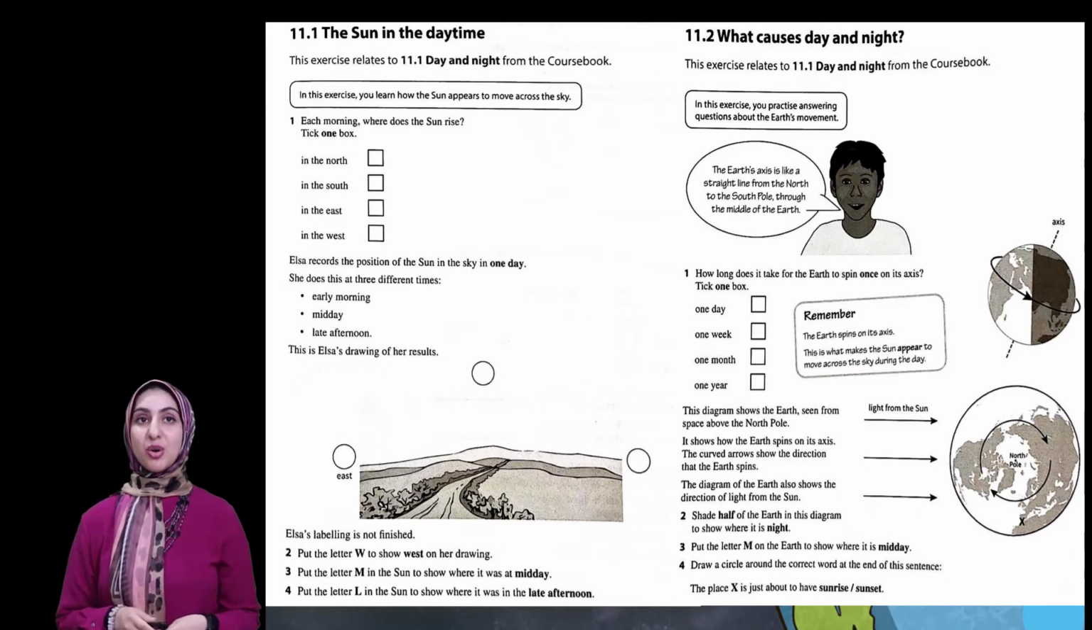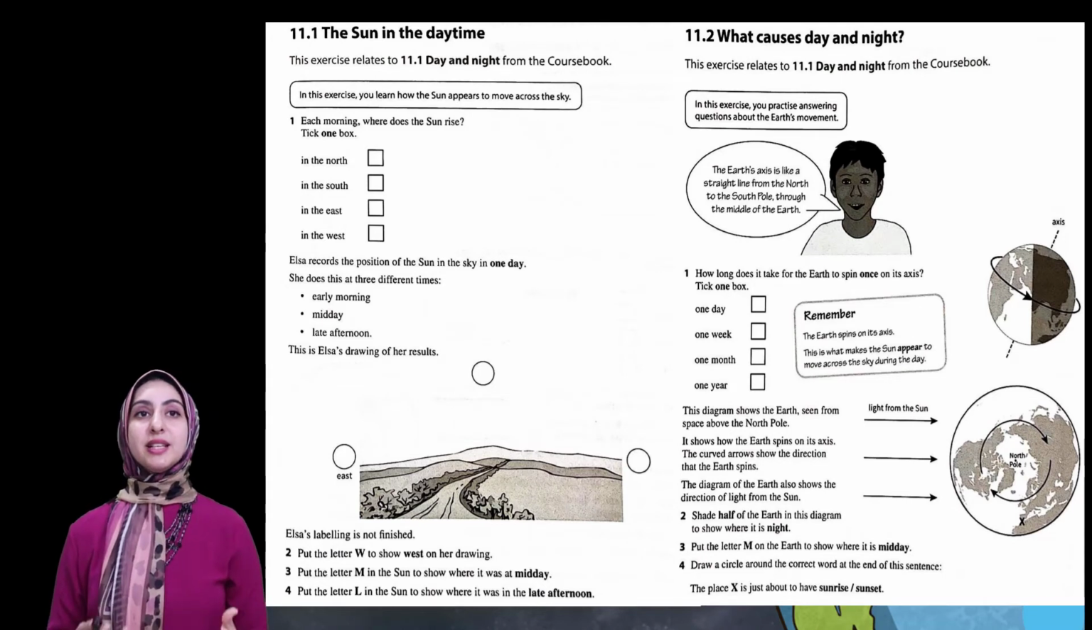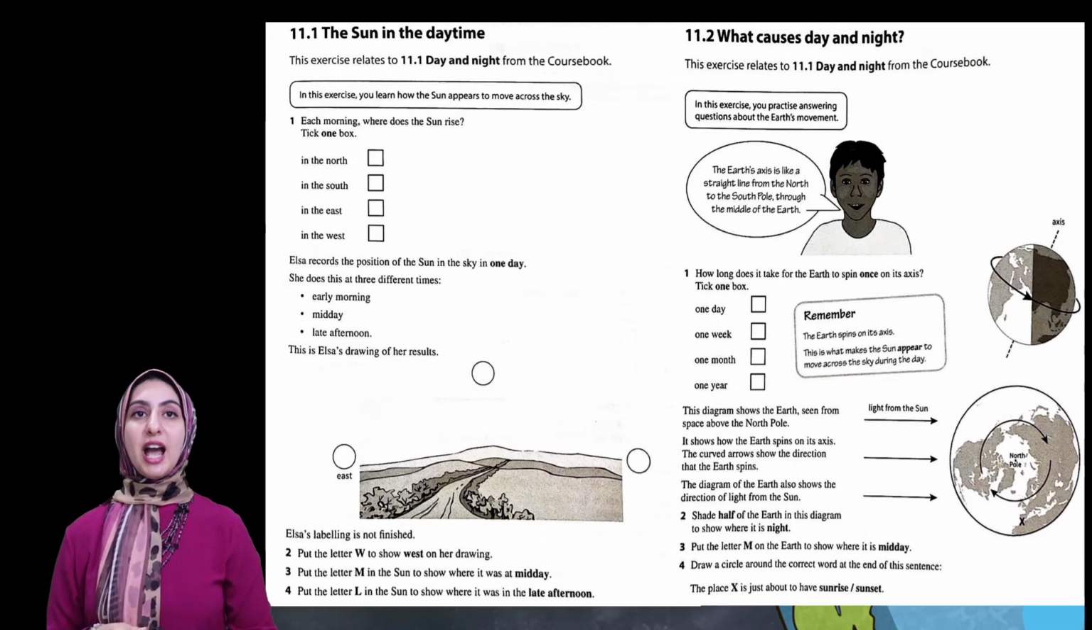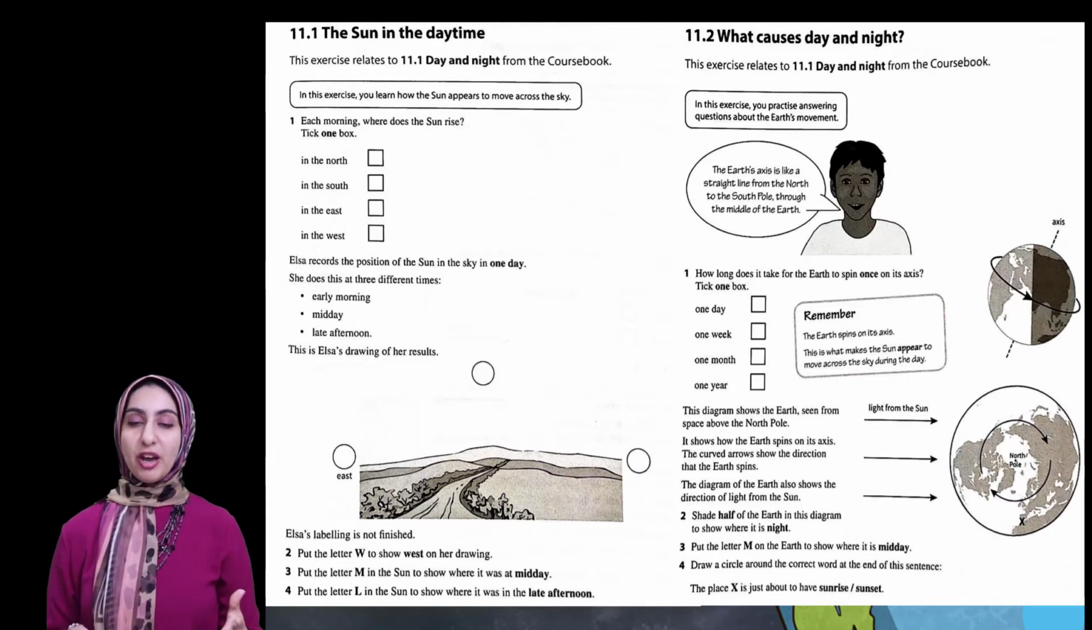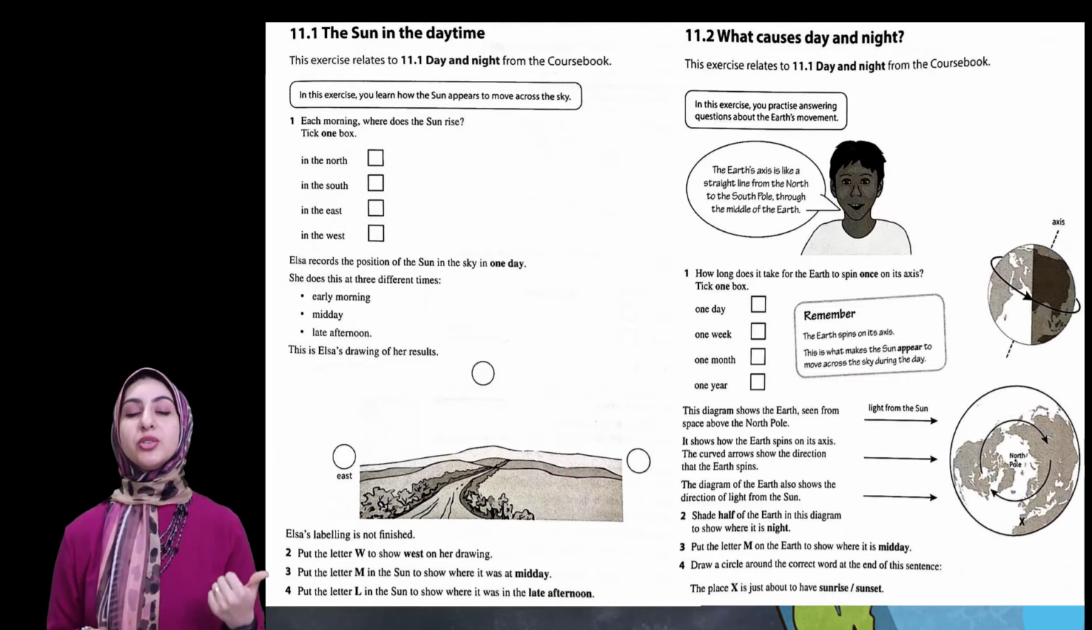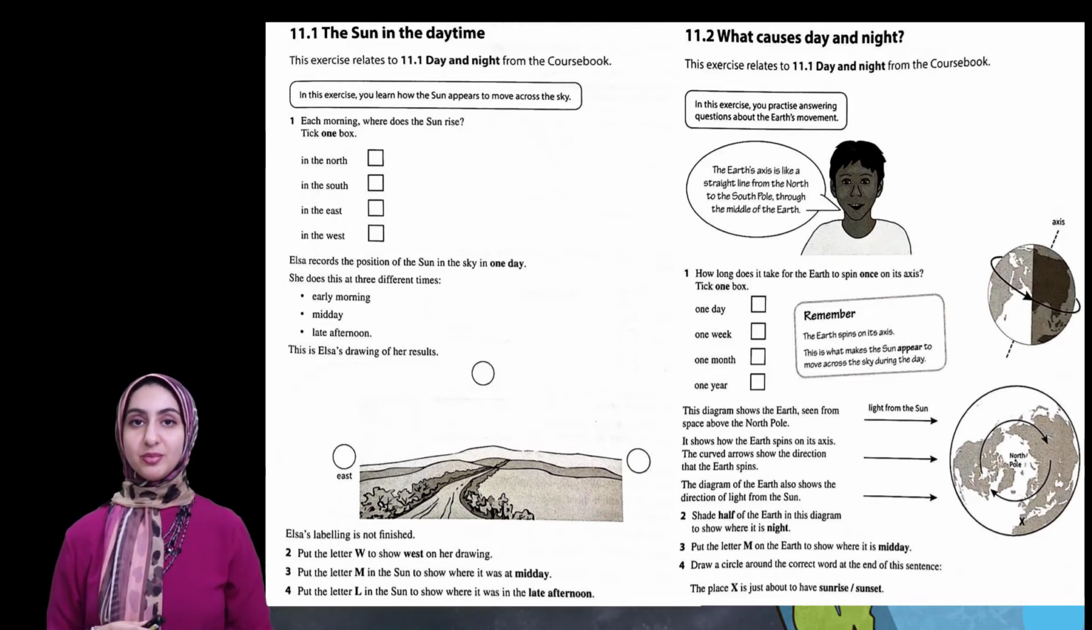Okay guys, the time is over. Let's check the answers. In this exercise, you learn how the sun appears to move across the sky. Question number 1. Each morning, where does the sun rise? Take one box. We have options here: in the north, in the south, in the east, in the west. Yes, of course, in the east.